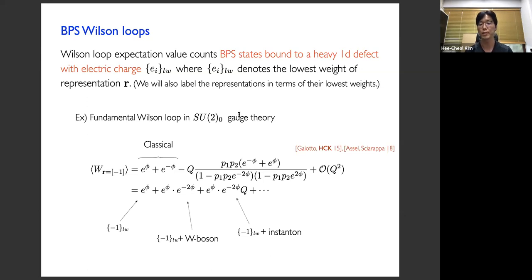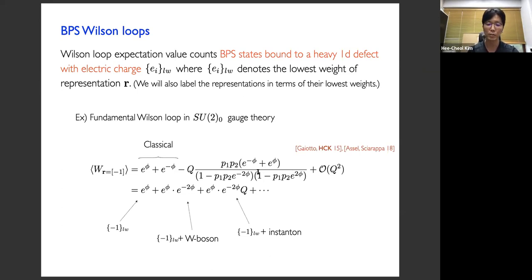For example, for the fundamental Wilson loop in SU(2) gauge theory at theta angle zero, the expectation value can be computed by using the ADHM construction, and this is the result. The expectation value can be divided into the classical contribution, and all other terms are the instanton contributions. As we expected, we have two classical terms, and the instanton corrections can be computed by using the ADHM construction.